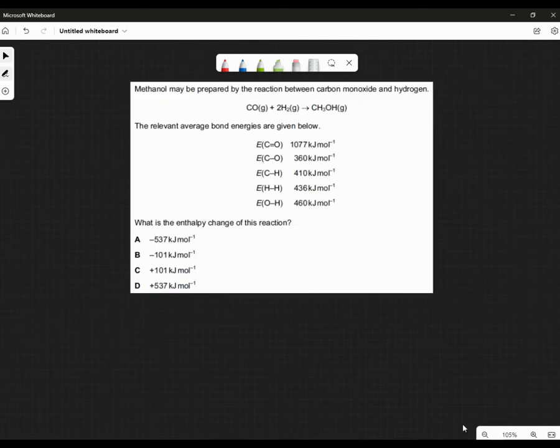Okay, this one looks awful, but they're not. These are quite straightforward. I've got to find out the enthalpy change of this reaction using bond energies. So what are we going to do? I draw these, otherwise I get confused. Carbon monoxide plus 2 hydrogens gives me CH3OH, methanol. So I've got to break bonds on this side, and that's going to be endothermic. Then bonds formed, that's going to be exothermic. And then I add the two terms together, and I should get the answer.